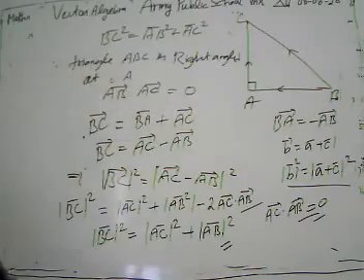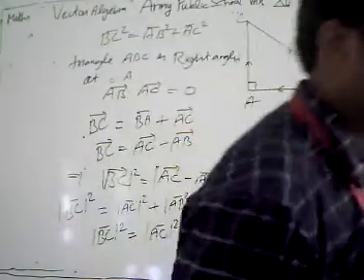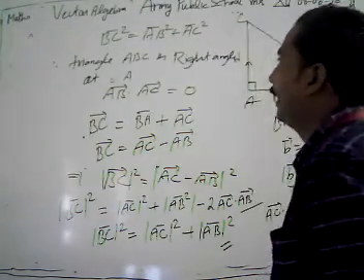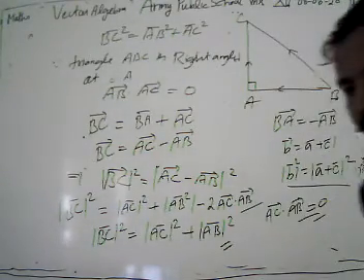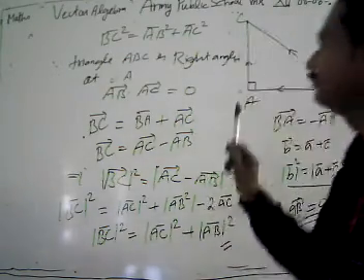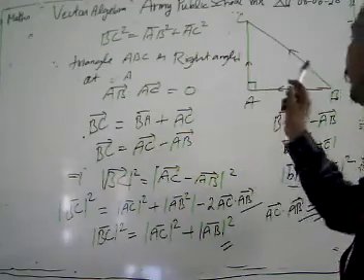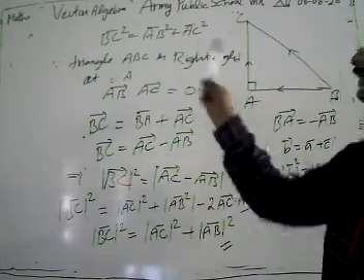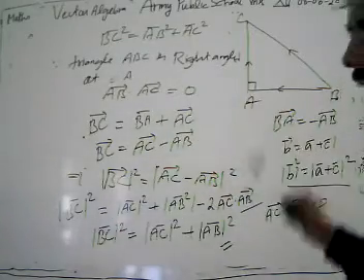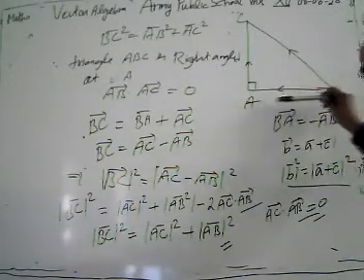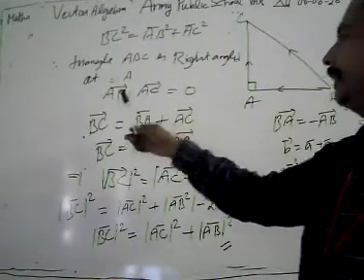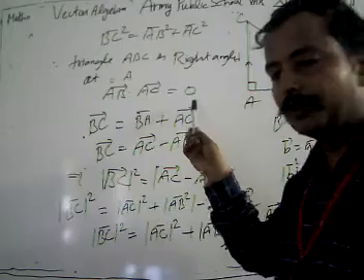Then look, what have we proved in this problem? By the vector method we have proved Pythagoras theorem. We have a right angle triangle ABC, right angle at A, and we have to prove that BC square is AB square plus AC square. Since our triangle is right angled at A, vectors AB and AC are mutually perpendicular, so vector AB dot AC is 0.